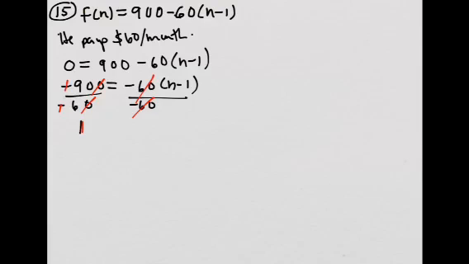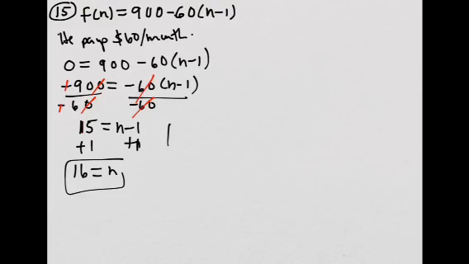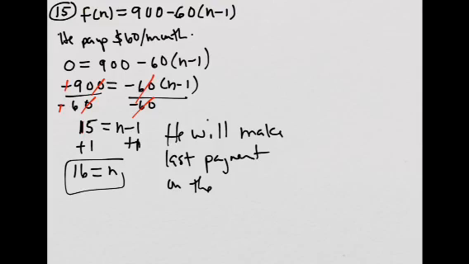So 15 equals n minus 1. So then we add 1. So that's the 1 right there. So 16 equals n. So that means that he will make his last payment on the 16th month. Okay, and then that's it.